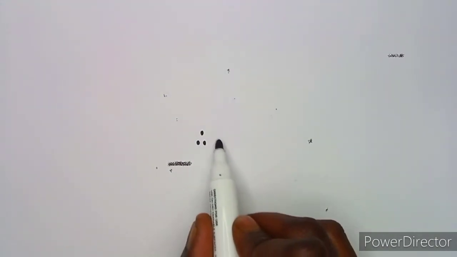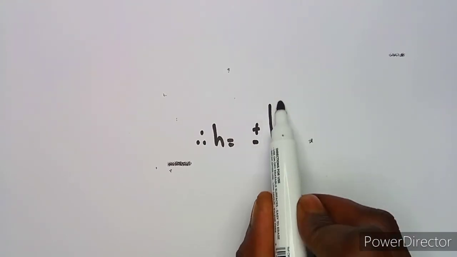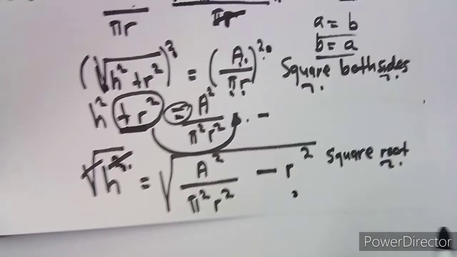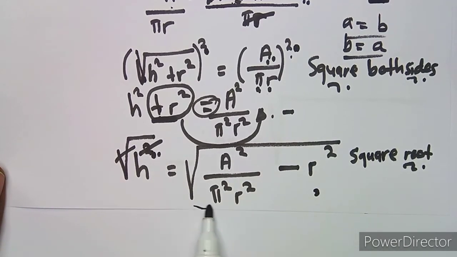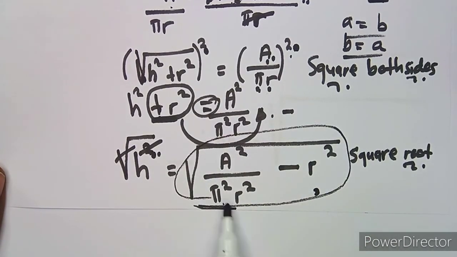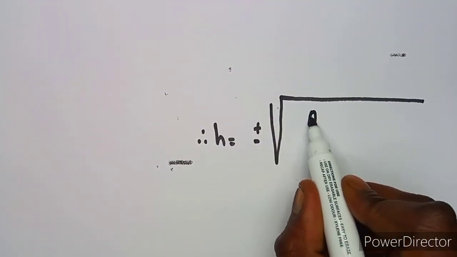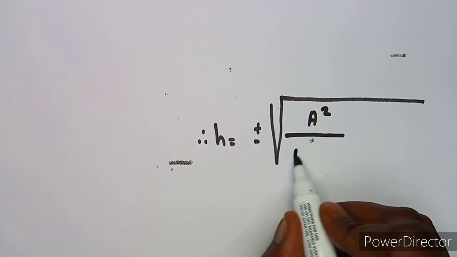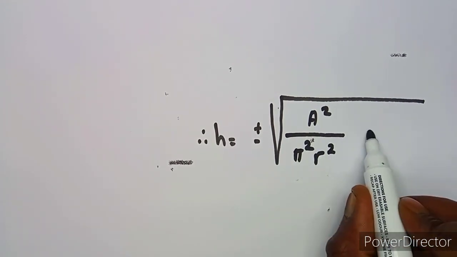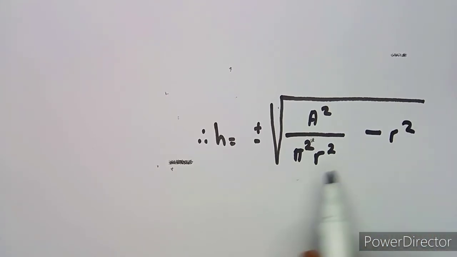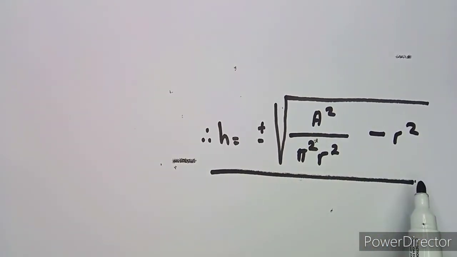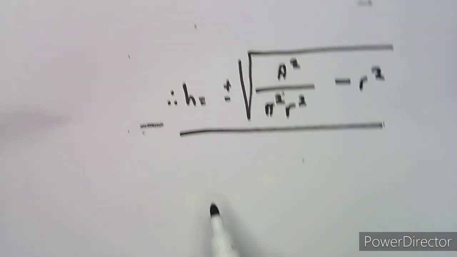So our h is going to be, remember, we know that the square root of any number is plus or minus, so you can write plus or minus the square root of, make sure that everything is covered by the square root, everything here. So it's a squared over pi squared r squared like this, minus r squared. Make sure that your presentation is as this, or maybe if you had done another way, your answer was going to look like this.